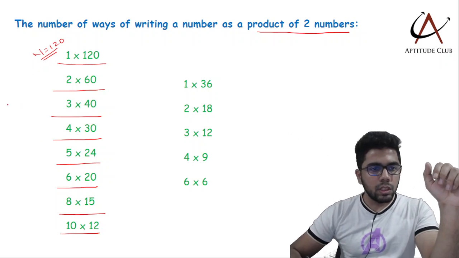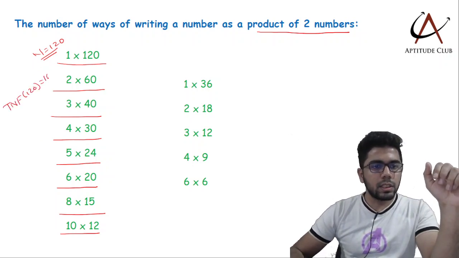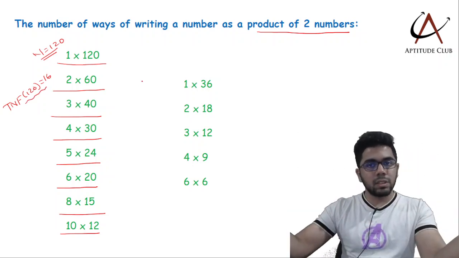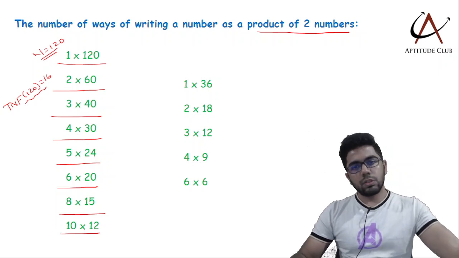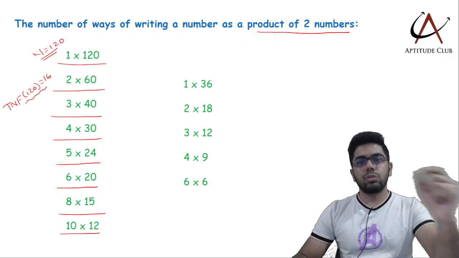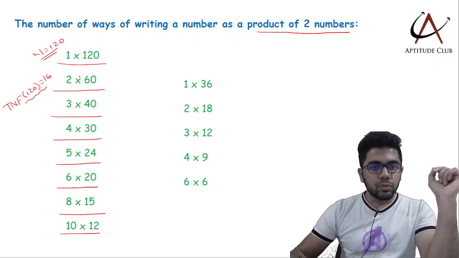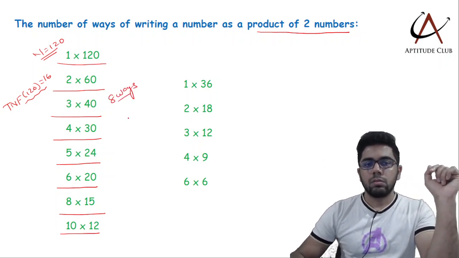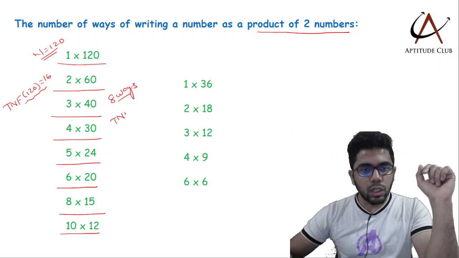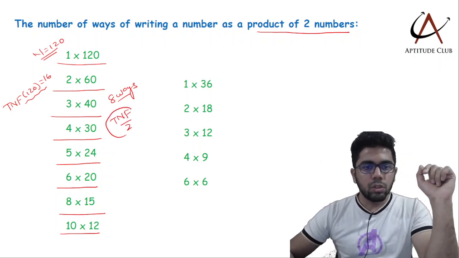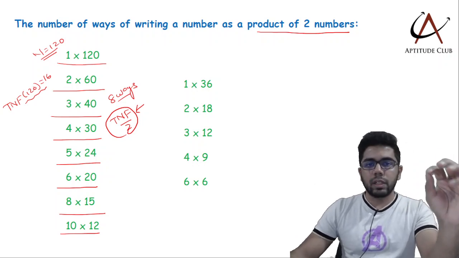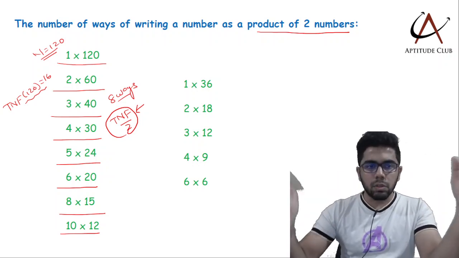So here you see that when you calculate the total number of factors of 120, you will get 16. And while discussing product of factors, I said when you arrange them in ascending order, they are symmetric. First factor into last factor, second factor into second last, third into third last. So accordingly here I get 8 ways. That means it is total number of factors by 2. So in how many ways can we write a number as a product of two factors? Total number of factors by 2 if it is an ordinary number.